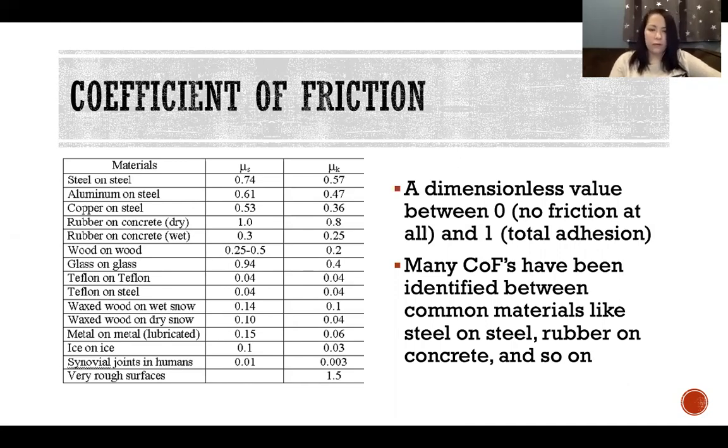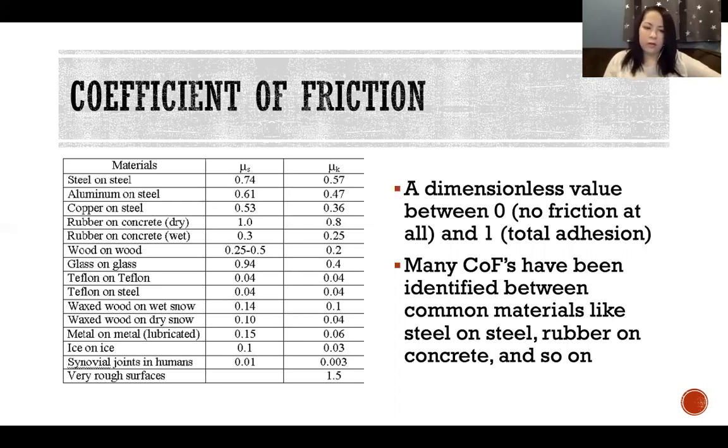So as you can see, for static friction, those numbers are all greater than for kinetic friction. So it is harder to overcome the friction when the two materials are not moving. But once they are moving, there is less friction there. And so that's what we're seeing here. So the closer it is to 0, the less friction there is between the two. And the closer it is to 1, the more friction there is between the two. So we could see, all the way down at the bottom, synovial joints in humans, 0.01, that's very close to 0, at least on this table in terms of how we're rounding here.